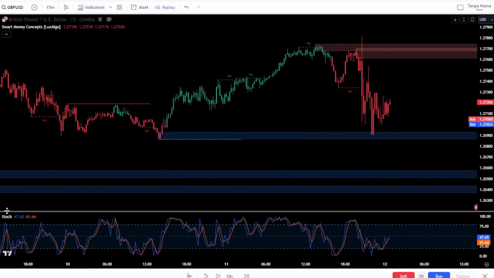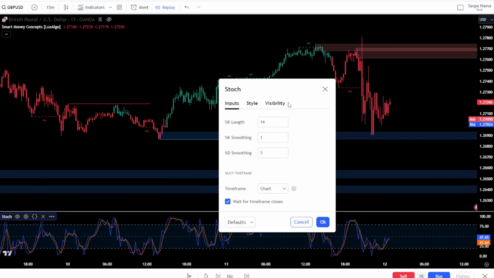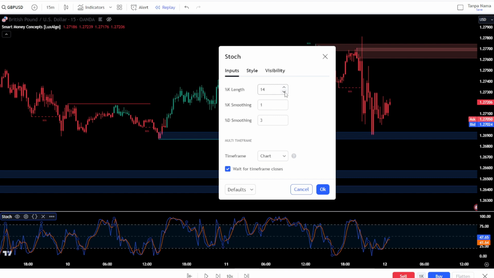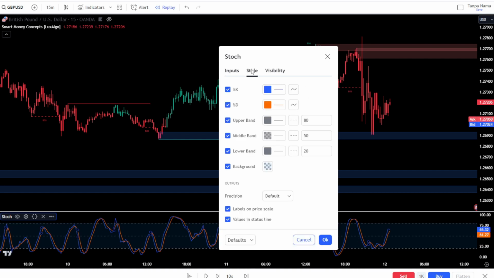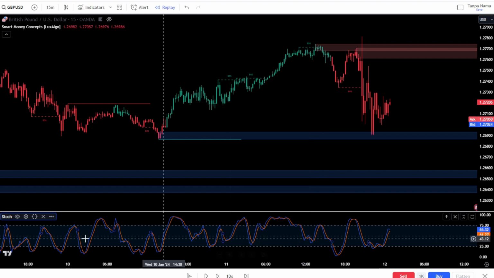Let's proceed to configure the settings for this Stochastic oscillator. In the Input tab, change the %K length to 10, then also change %K smoothing to 3, and %D smoothing to 3. Next, go to the Style column. In the Style column, change the upper band value to 75, and for the lower band, change the value to 25. After making these adjustments, click OK.